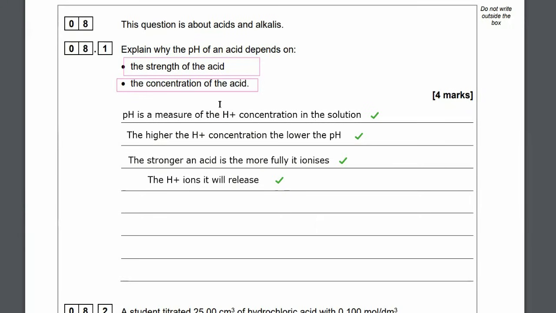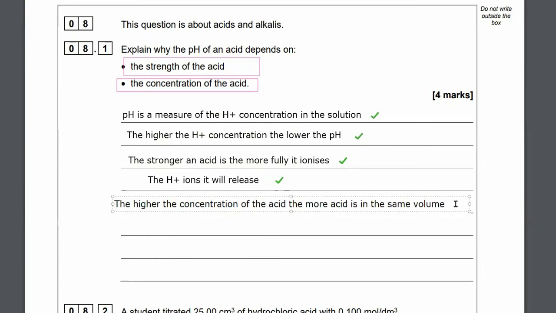Now we want to focus on how the concentration of the acid matters. Well, you could say lower here or higher, but I'm arguing with the higher. So the higher the concentration of the acid, the more acid is in the same volume. So if I have 1 mole per decimeter, then that's going to have more acid than something that has 0.5 mole per decimeter, which will only have half the amount of acid in the same volume. So the higher the concentration of the acid, the more acid is in the same volume.